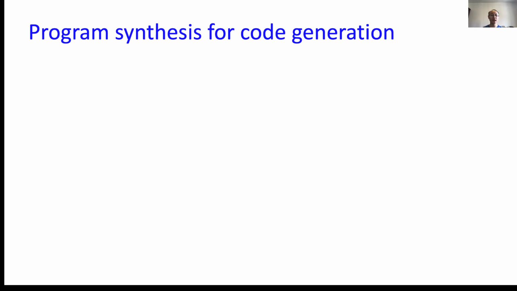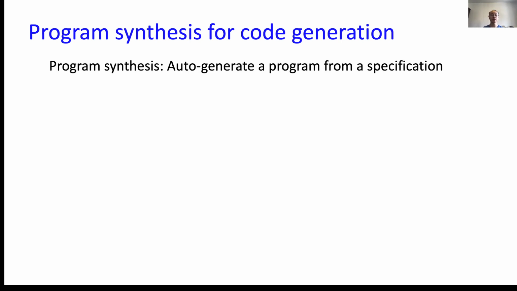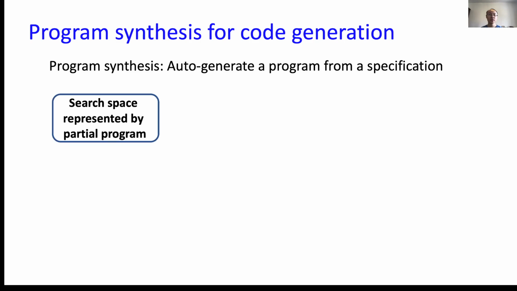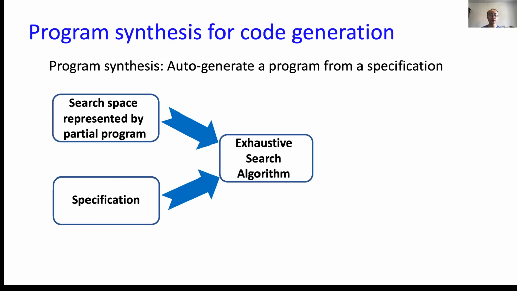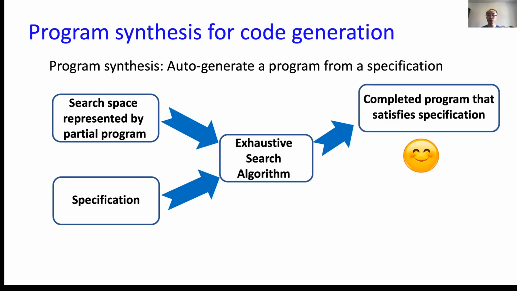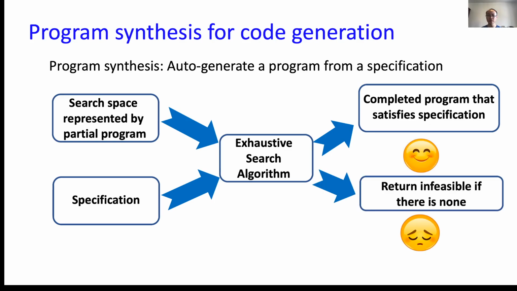At a really high level, program synthesis is to automatically generate a program that satisfies a specification. A program synthesizer takes two inputs. The first one is the search space represented by a partial program, and the second one is the specification. Then both of them are fed into an exhaustive search algorithm to output a completed program that satisfies the specification, or return infeasible if there is none.